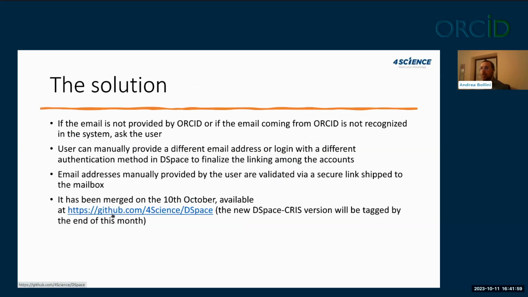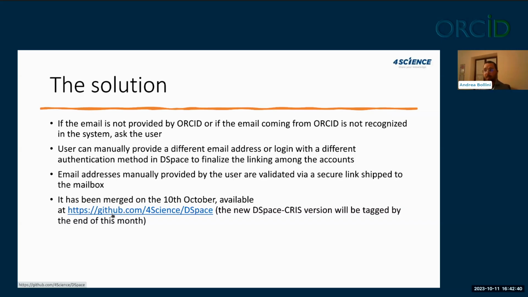So which is the solution? The solution is conceptually very, very easy. If the email address is not provided by ORCID, is not released by ORCID, or if we get an email that we don't know and is not recognized in the system, we just ask the user. And the user can manually provide an email address or a different email address, or say, I want to log in also with a different authentication method in DSpace, like the LDAP or password authentication, so that we are sure that we can merge these two separate accounts in a single one.